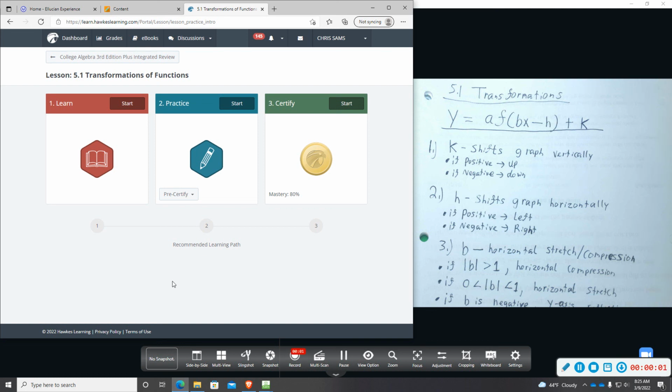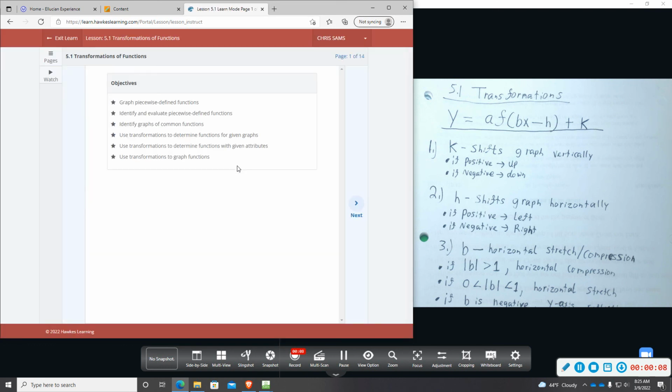All right, today we're going to be looking at section 5.1, transformations of functions. I'm going to point through the learn, and I've also handwritten some notes here. We're going to be looking at equations, and they'll be in different forms, and we need to identify the A, the B, the H, and the K, and each of those will tell us how the graph will be shifted or transformed from the original or the parent.